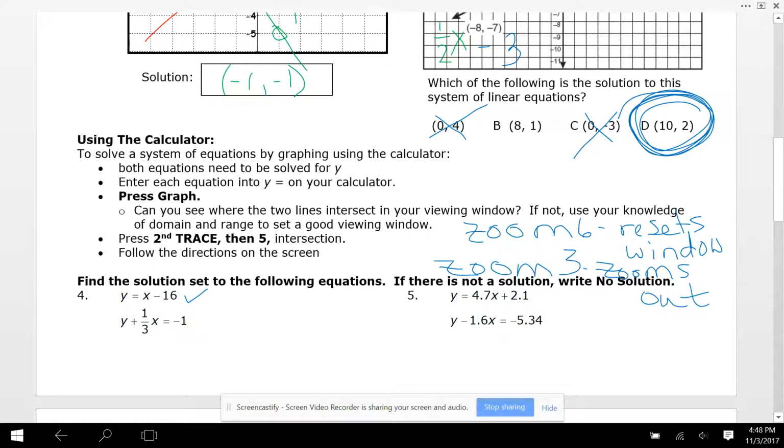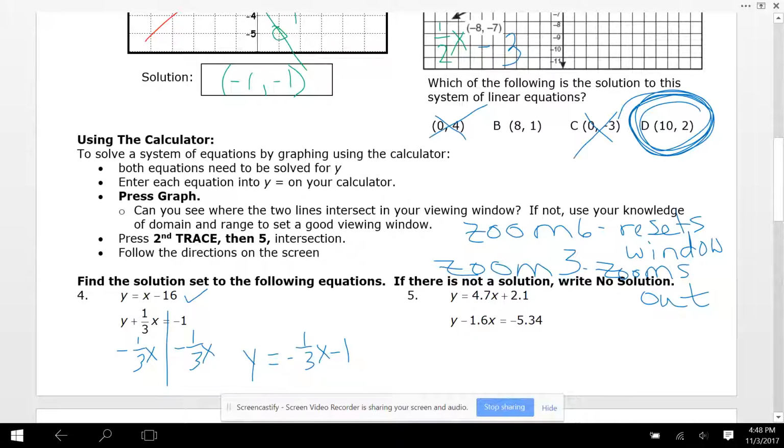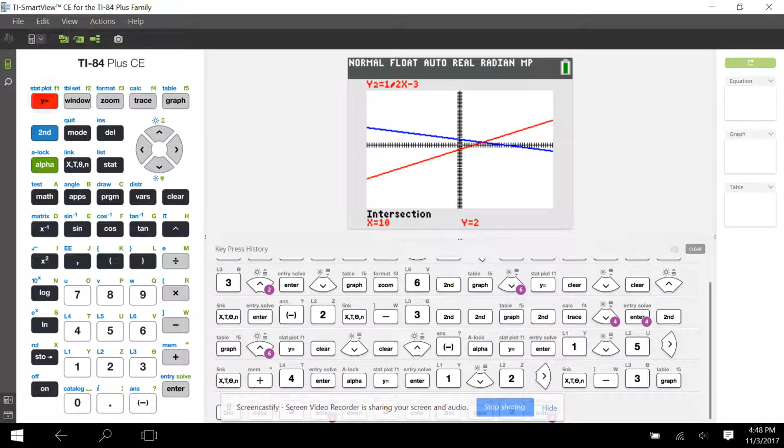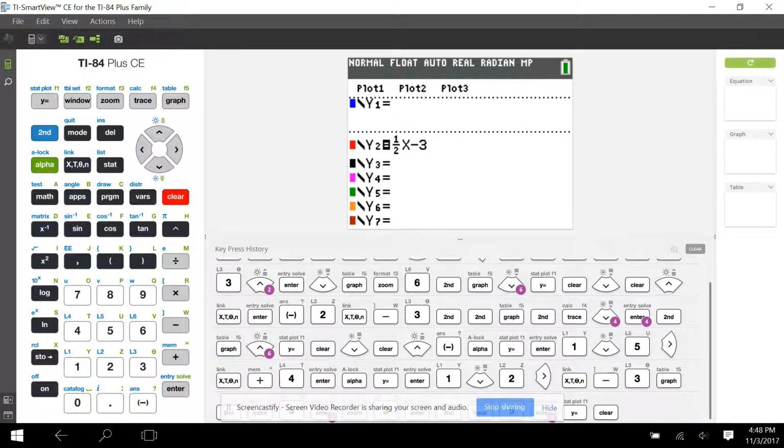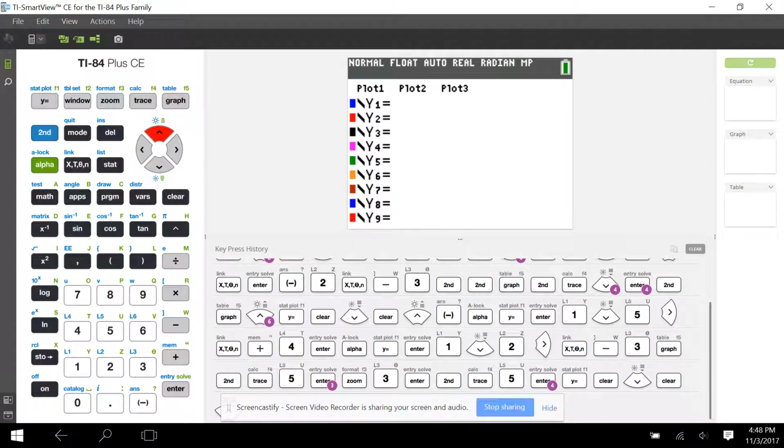The first one's already y equals. Second one, I need to subtract 1/3 x from both sides. I end up with y equals negative 1/3 x minus 1. I should write that down before I go somewhere. All right, so then I go back to my calculator. Y equals, clear, clear, x minus 16.